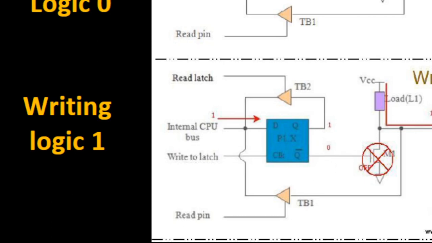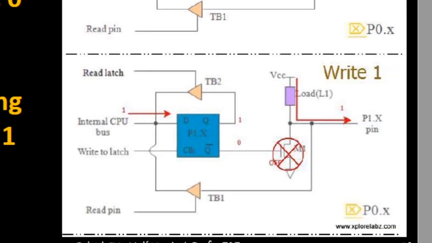Now, since Q bar is 0, this MOSFET goes off. Once this MOSFET goes off, no current flows through it. It's an open circuit, so this point is at logic 1. So VCC will be driving the source current along with the logic level high to the load. This is how logic 1 is sent to the IO ports.